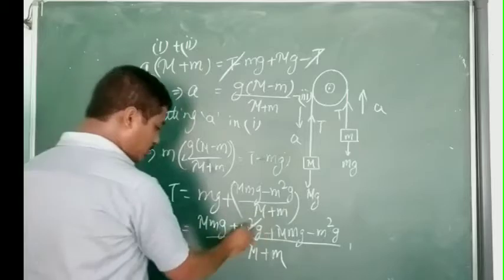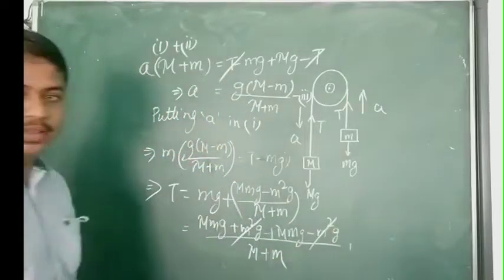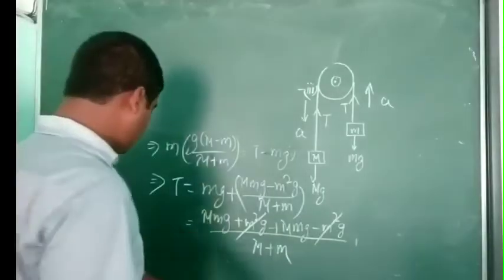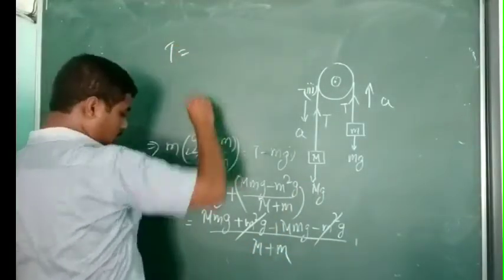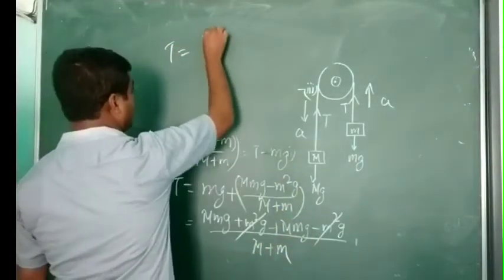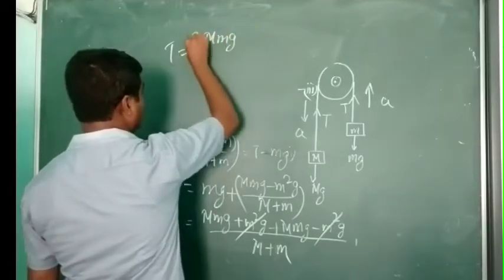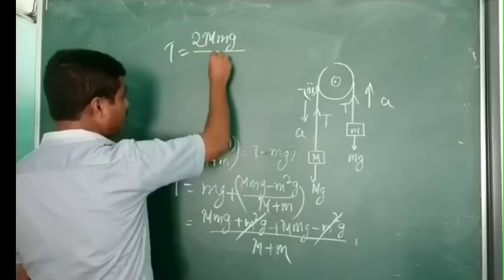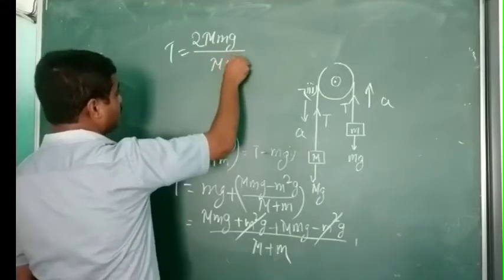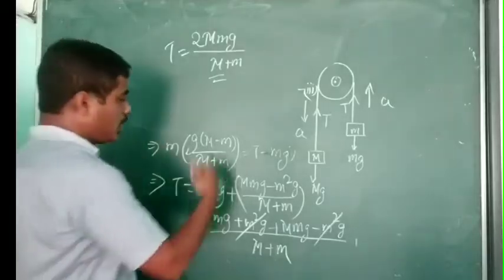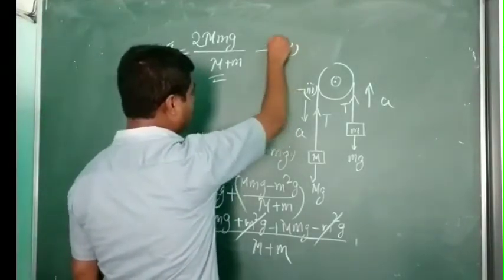So here your m square g and m square g will get cancelled. So what will be left out? After doing it, T will be equal to 2Mmg divided by M plus m. So this will be your answer for the tension. So we have got the value of the acceleration, and we have also got the value of the tension.